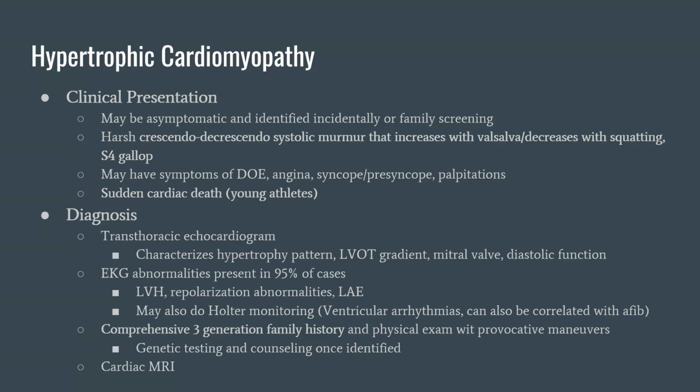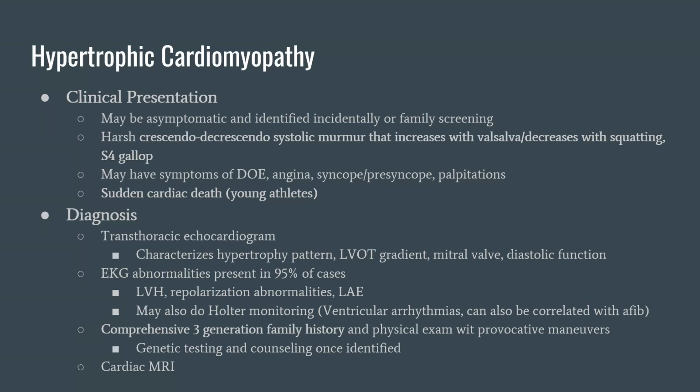So EKG abnormalities are present in about 95% of these cases. So definitely know these. We may see LVH, repolarization abnormalities, like benign early repolarization, or LVH with strain, or left atrial enlargement. Because of those elevated pressures in the LV, the left atrium can get bigger. And what does that look like on an EKG? It's a notch. Yeah, like a notched P wave, exactly.